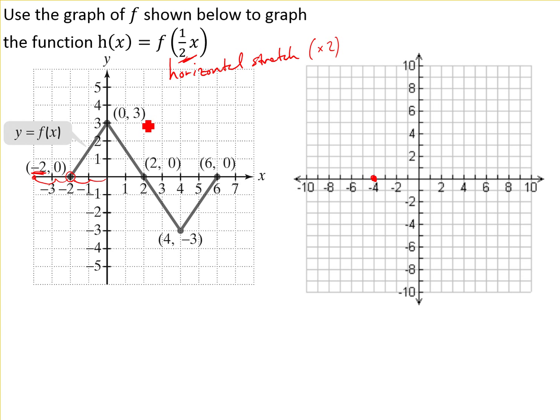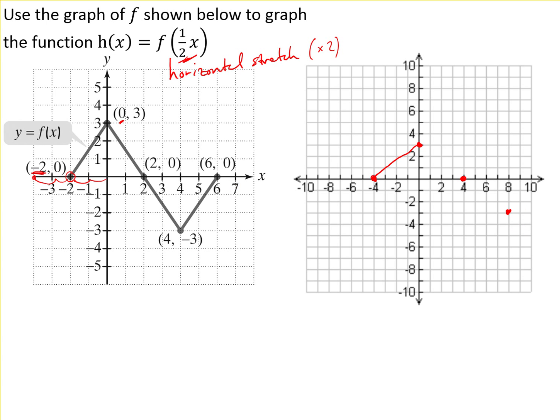Okay, so we're going to take each of these points that's labeled and multiply the x-coordinate by 2. So in this next point, 0, 3, 0 times 2 is still 0, so that's still at 0, 3. And then just connecting those two dots effectively stretches that entire line segment. Okay, we'll go ahead and look at the rest of our points here. 2, 0, so 2 times 2 would be 4. And then we'd have 4, -3, so that's 8, -3.